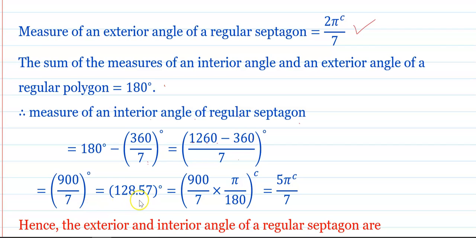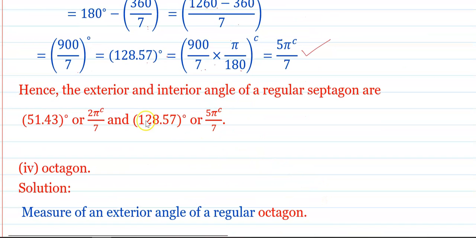That is nothing but 128.57 degree. Again, we will convert this degree measure to the radian. That is 900 upon 7. We will convert this here, 900 upon 7 into pi upon 180. And after simplification, you will get 5 pi by 7 radian.